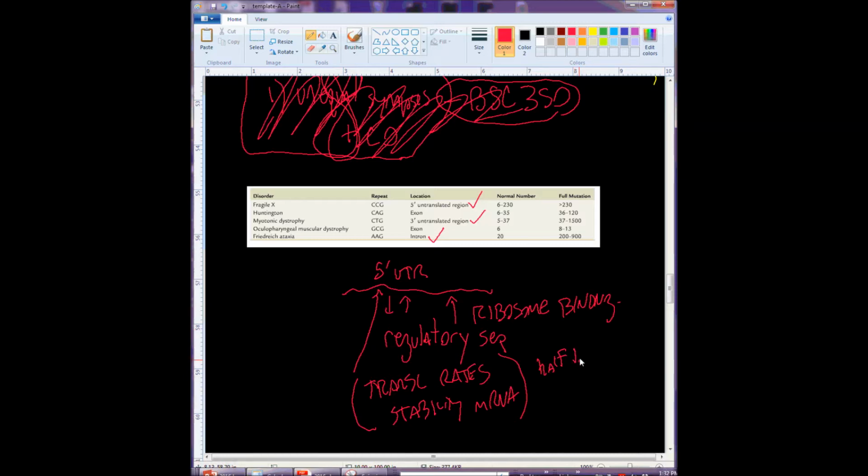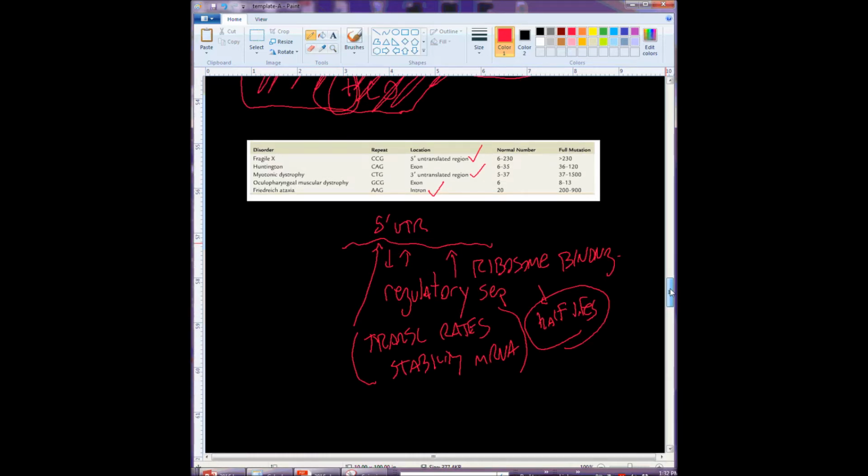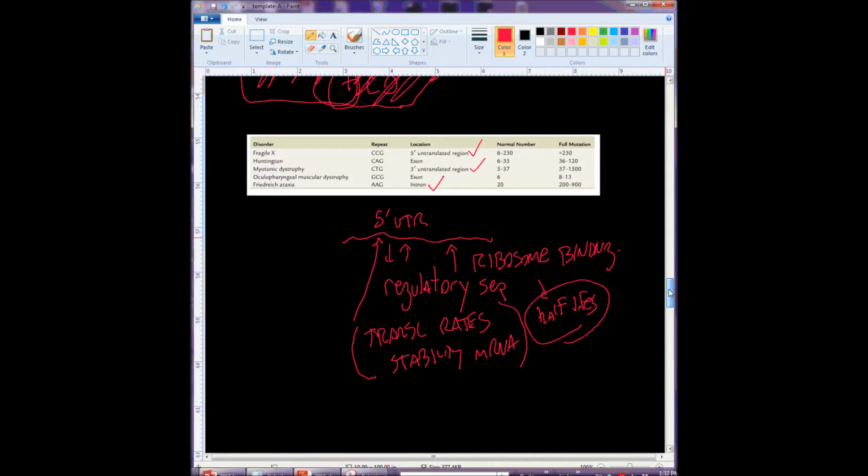So they have different half-lives, and there are sequences in the 5' UTR that determine these sorts of things: regulatory sequences, translation rates, stability of the messenger RNA, and thus half-life. So that's why you mess with that 5' UTR. Even though you're not changing the coding sequence, you are interfering with that protein, and that can lead to a genetic disorder. A different disorder depending on what the gene is.